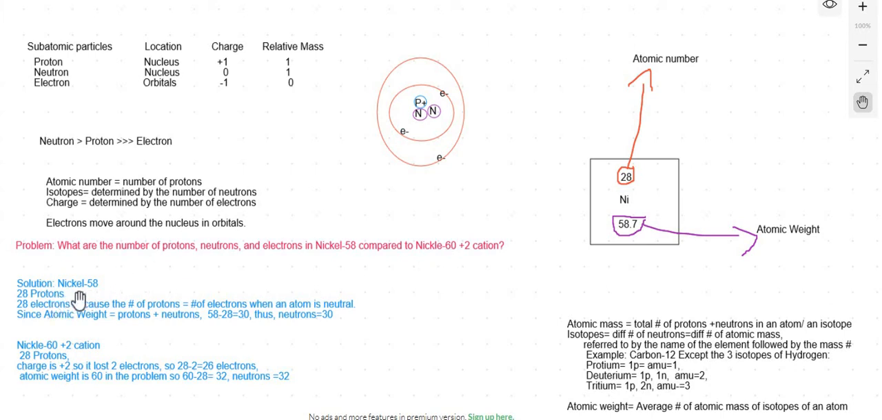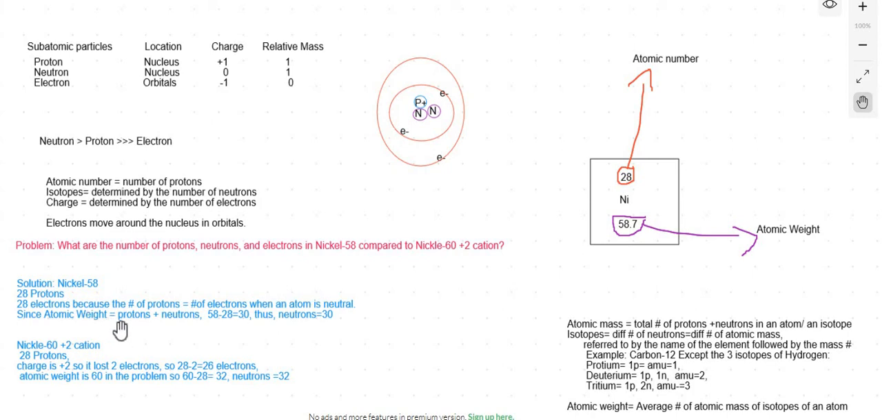Now for nickel 58, we're finding the protons, neutrons, and electrons. If you look in the periodic table, you would notice that the atomic number for nickel is 28. And so you already know there are 28 protons because the atomic number is just the number of protons. Now because nickel 58 is neutral, the number of protons is equal to the number of electrons. So if there are 28 protons, there are also 28 electrons.